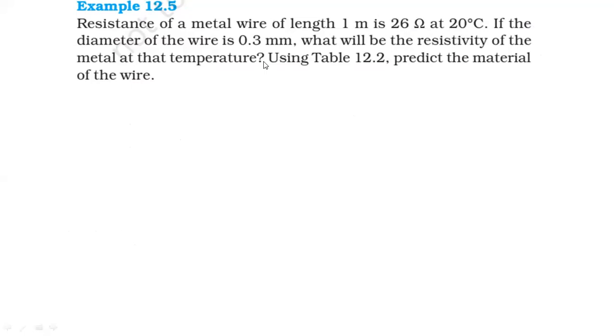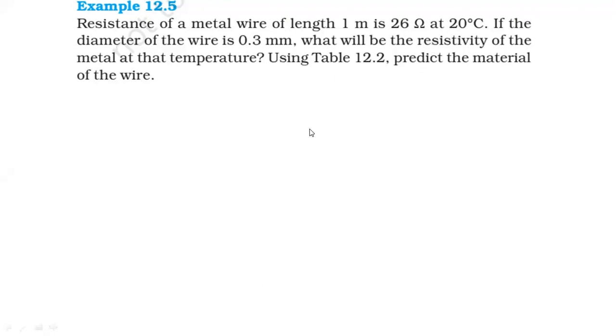Then they are saying the diameter of the wire is 0.3 mm, so diameter is given. They are asking what will be the resistivity of the particular metal at that temperature. Use table 12.2 to predict the material of the wire. So they are first asking to find out resistivity. Then they are saying to use table 12.2, which is not to be used for remembering purpose. They are saying match the value of resistivity and find out which material you have. So let us not worry about the second part. First, we'll see what is resistivity.